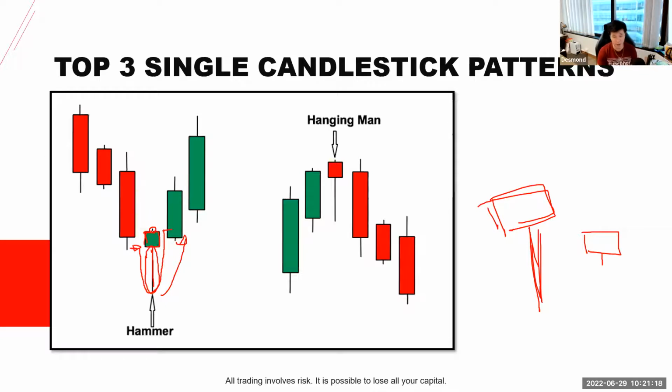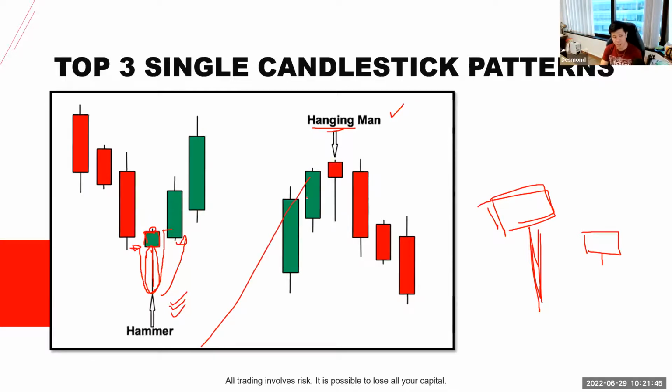Now the same hammer, when it is at the top of a trend, I would give it 1 tick. The hammer at the bottom, I would give 3 ticks. This is a very strong pattern. This pattern over here, I will only give 1 tick. The reason is that the same hammer candlestick pattern at the top of a trend, we call it a hanging man.